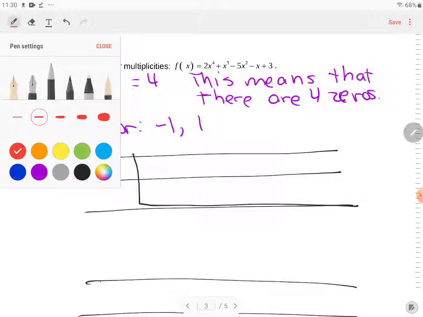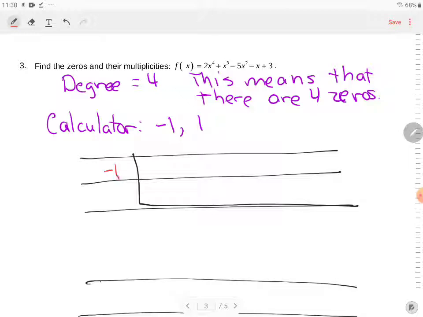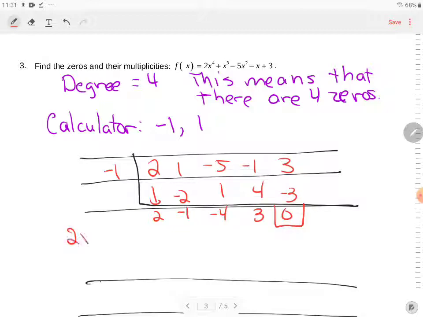Okay, so we've got negative 1. We have 2, 1, negative 5, negative 1, and 3, coefficients from the dividend. Bring your 2 down. 2 times negative 1 is negative 2. Add down. Negative times negative is positive. Negative 4, 4, 3, negative 3, 0. Now, this leaves you with 2x to the third minus x squared minus 4x plus 3.